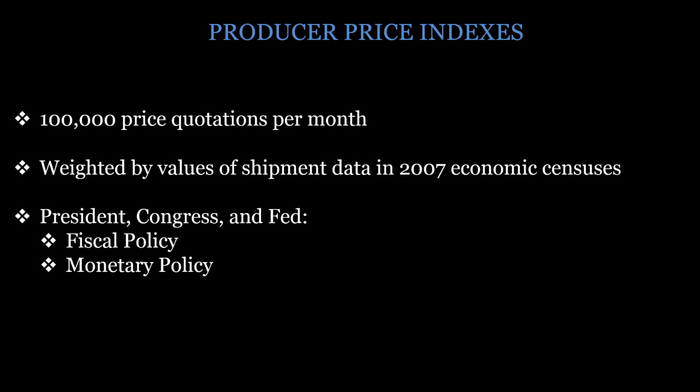The Producer Price Index includes over 25,000 establishments, providing somewhere near 100,000 price quotations per month for specialized products. The goods and services included in the PPI are weighted by value of shipment data contained in the 2007 economic censuses. Further, industries and products undergo systematic resampling as needed in order to account for changing market conditions.